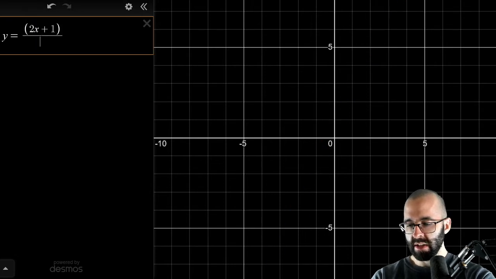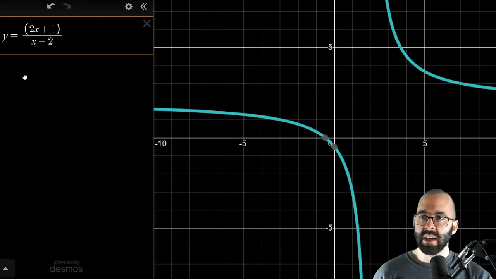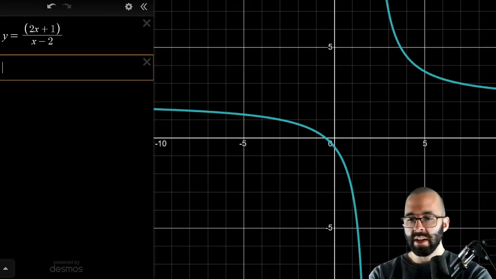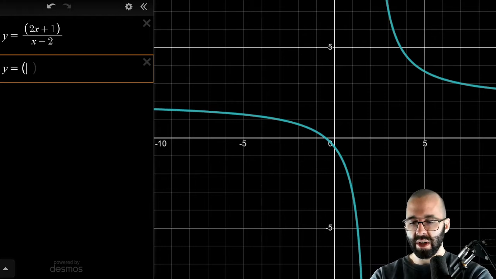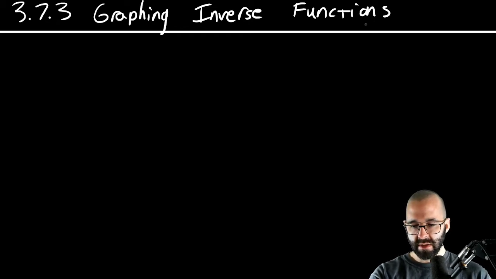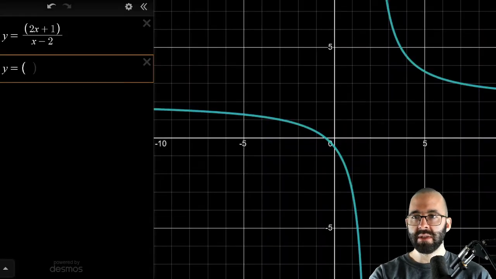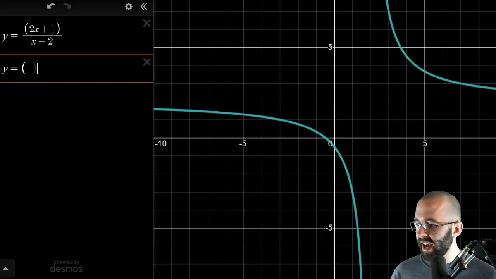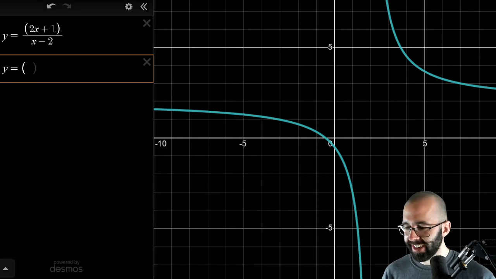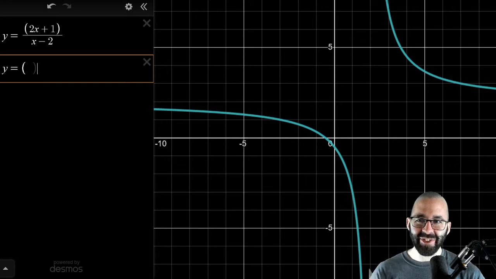2x plus 1 divided by x minus 2. That was one of the functions we looked at. Let's look at its inverse function. Its inverse function we found was, I don't remember actually. Its inverse function was 2x plus 1 over x minus 2. Wait a minute. How did I not comment on this before? Its inverse function is itself. It is its own inverse function. I wasn't even paying attention.